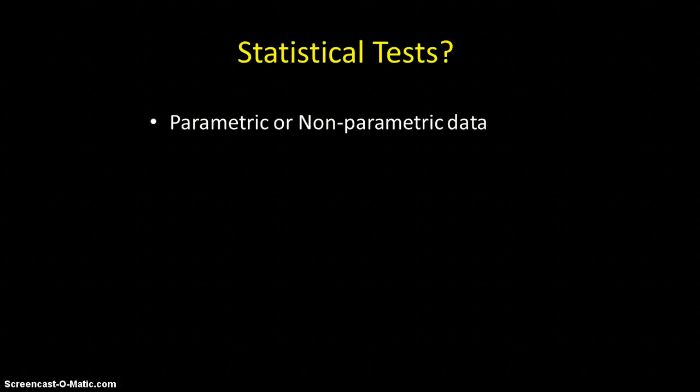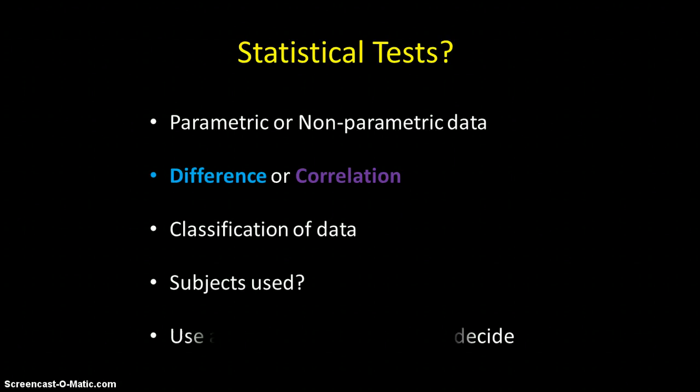And we need to make some decisions. We need to know about our data. And the information we need to know about our data is this. Is it parametric or non-parametric data? So is it normally distributed or not? Are we looking for difference or a correlation in the two sets of data? What classification of data is it?